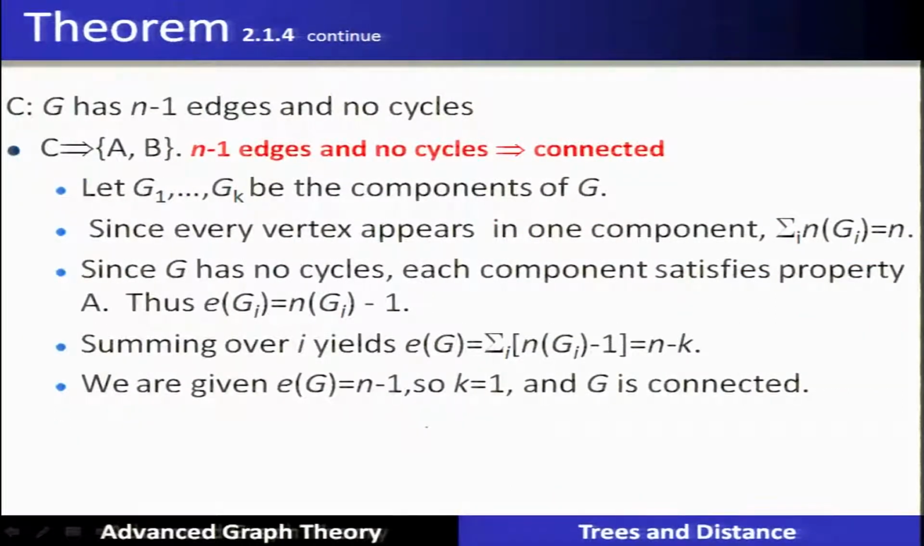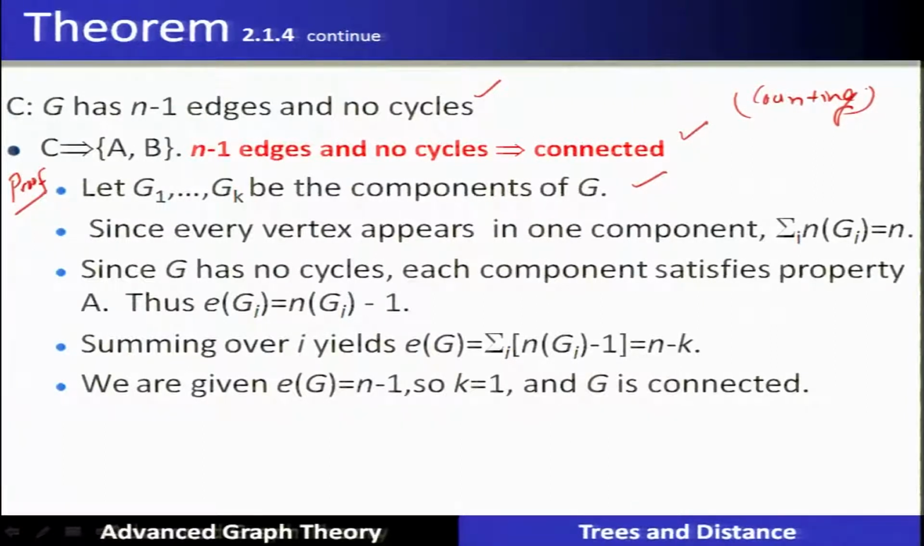Now, third part, which says that G has n minus 1 edges and no cycles. That means we are going to prove AB. AB has this particular condition that it is also necessarily connected. If it has n minus 1 edges and no cycles, that means it will be connected. Now, let us see the proof of it. So, the proof here we are using the counting.